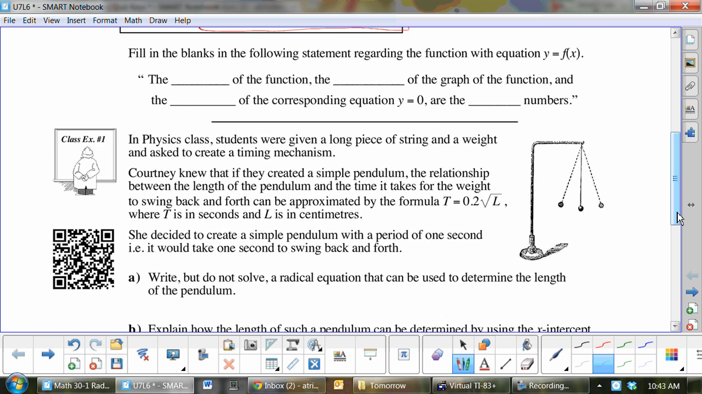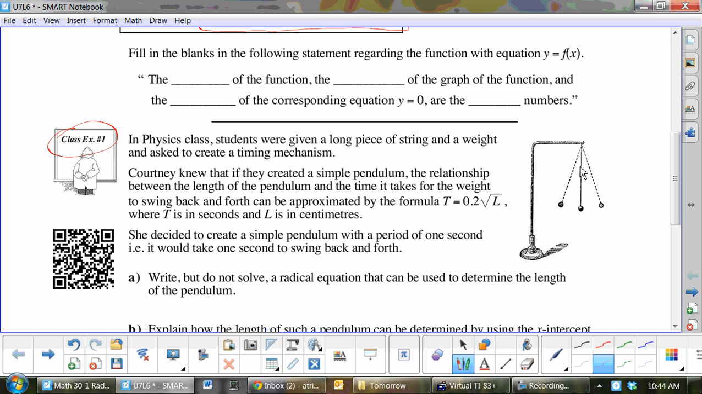Now, let's do an example of a radical in an equation. Now, here you see a pendulum. A pendulum actually goes by the formula T equals 0.2 square root L. What this means, T stands for time, L stands for the length of this string. So the longer the string is, the more time it will take to swing.